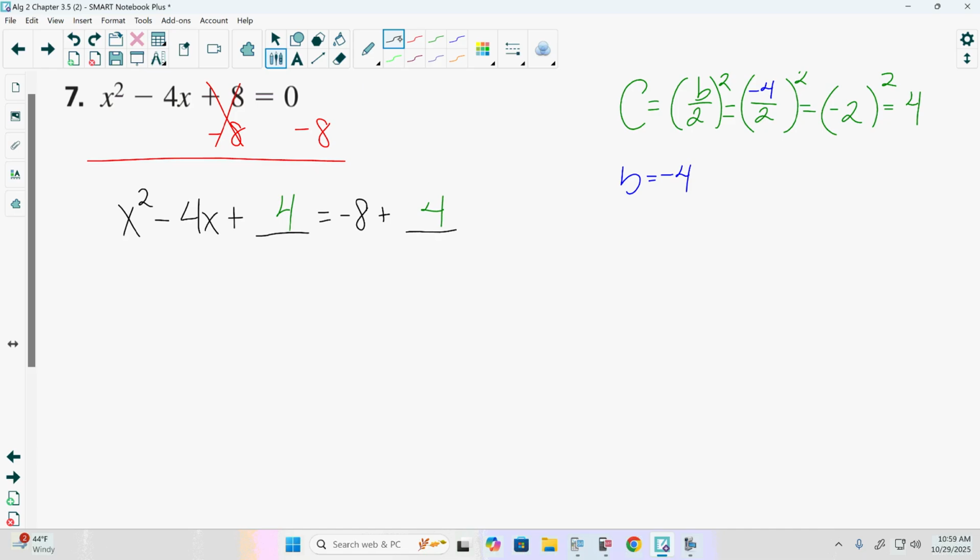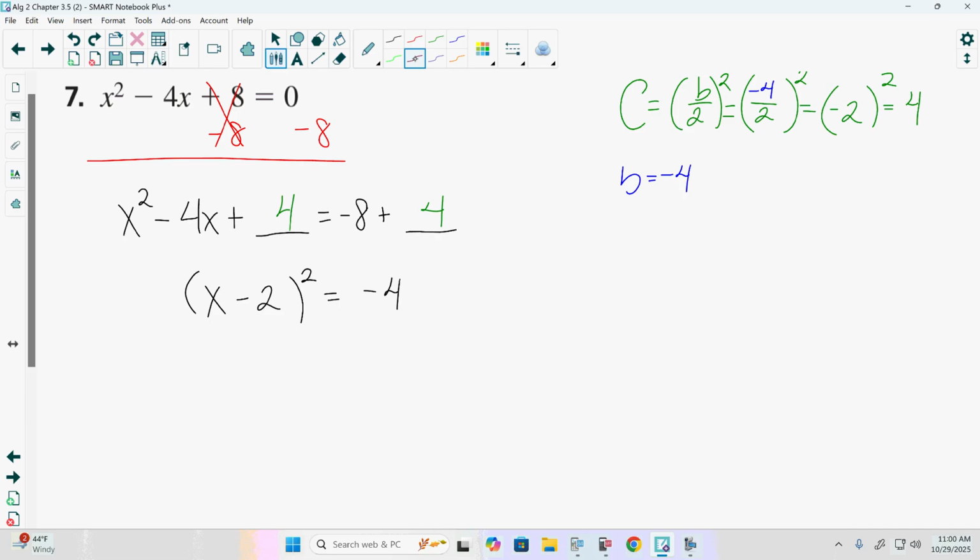So we set this up to be able to factor the left-hand side into a single set of parentheses being squared, because we'll have a set of parentheses in x. Now what's the number and sign? Negative 2, because the number inside the parentheses before we squared it to find c is negative 2. So x squared minus 4x plus 4 factors to x minus 2, squared. Negative 8 plus 4 is negative 4. So we finished half of step 4.